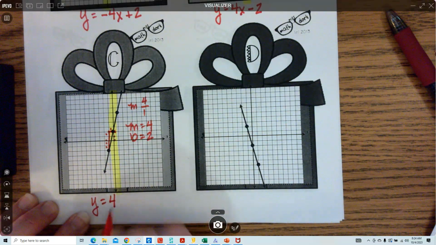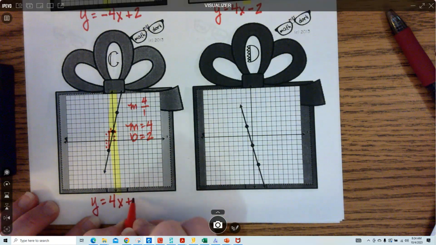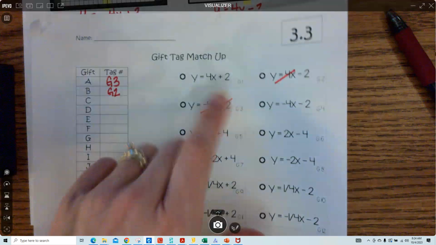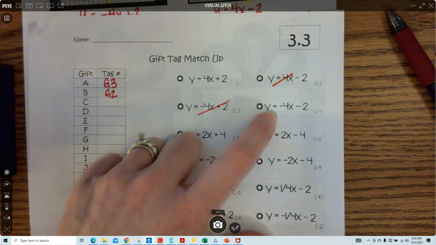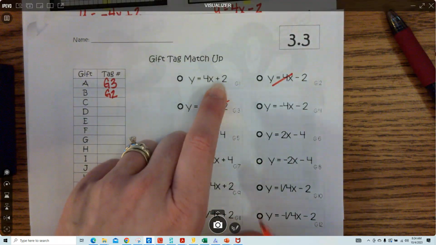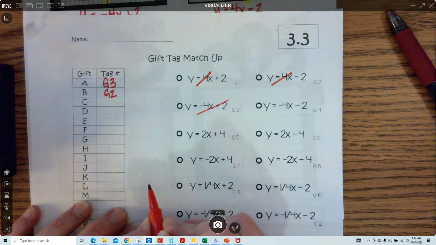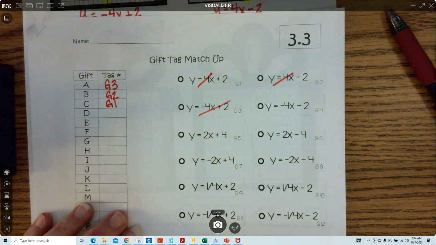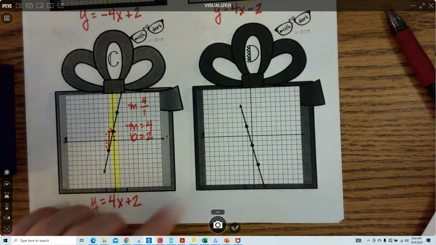And then fill your pieces in. Slope comes first. Tack on the x. And then the y-intercept is 2. So that time I need 4x plus 2. It's real easy to get the wrong answer because it's all the same numbers. It's just different signs. So C is G1.